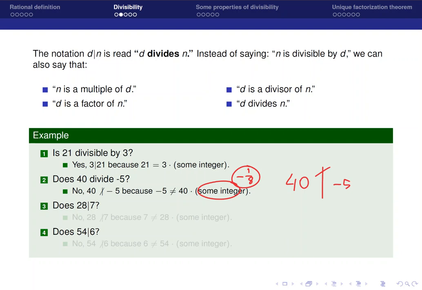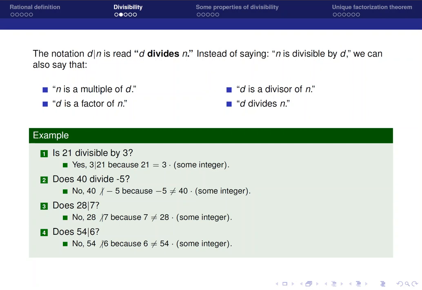So the next one says, does 28 divide 7? And again, it does not, because 7 is not equal to 28 times some integer. Finally, again, with the 54 and the 6, 54 does not divide 6. However, 6 divides 54. So if the numbers were backwards, then the operation would work, and we would have yes as a solution, because in that case, 54 would be 6 times an integer. As a matter of fact, it's actually 9. So be careful of the order of the numbers in your notation. The first one, second one, order matters.